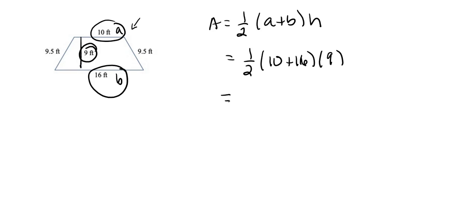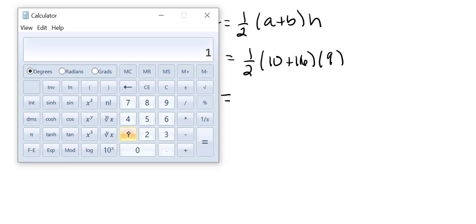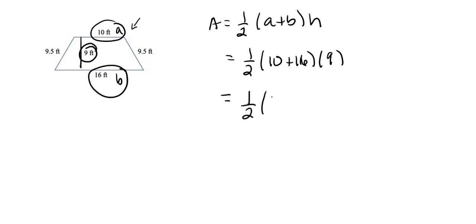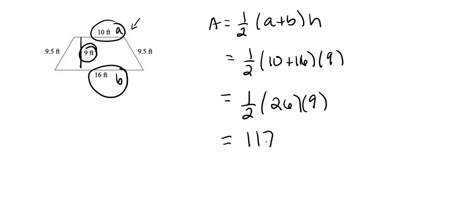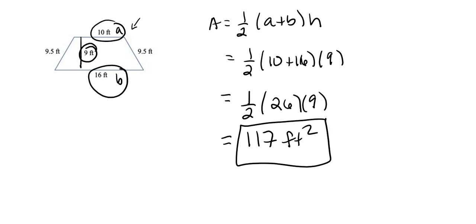Now let's go ahead and bring out our calculators. If we go 1 divided by 2, that's just 0.5, which is great. And then now we can go 10 plus 16, which is 26. So times 26 times 9, and we get our answer, which is 117. And this is in feet squared. Now let's go ahead and look at the next example.